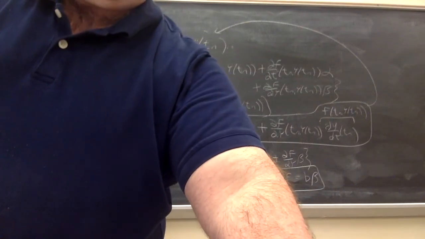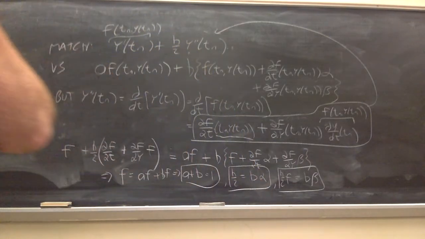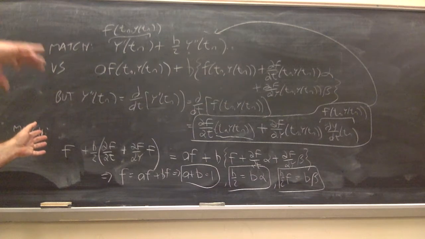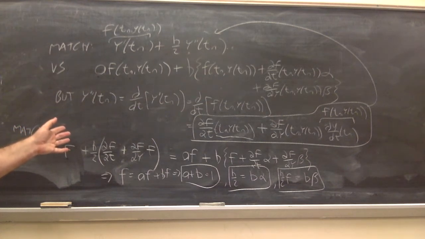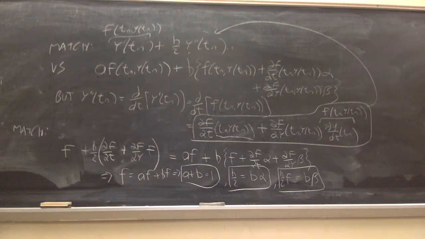Okay, so any questions about how these conditions for A, B, alpha, and beta were obtained? So you're matching a single variable Taylor expansion of the exact solution versus a double variable Taylor expansion of every instance of calling f. And you're expanding around the same time. First, single variable Taylor expansion of y, you're expanding around Tn. For f, you're expanding around Tn, y of Tn.